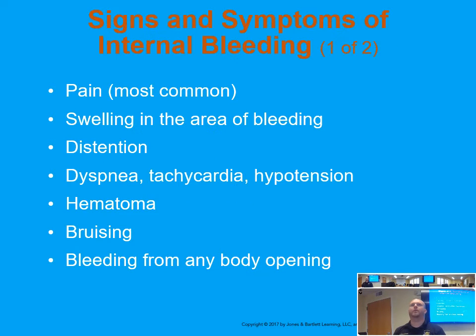Signs and symptoms of internal bleeding include pain, swelling in the area of bleeding, distension, dyspnea or trouble breathing, tachycardia or rapid heart rate, hypotension, low blood pressure, hematoma, which is a fancy term for bruising, bleeding from any body opening.